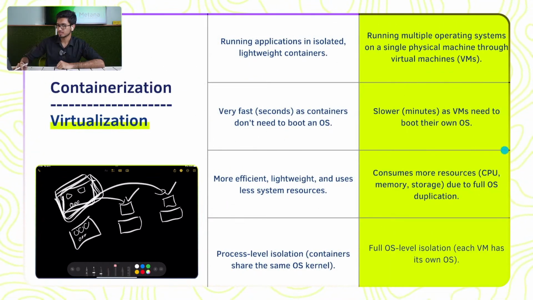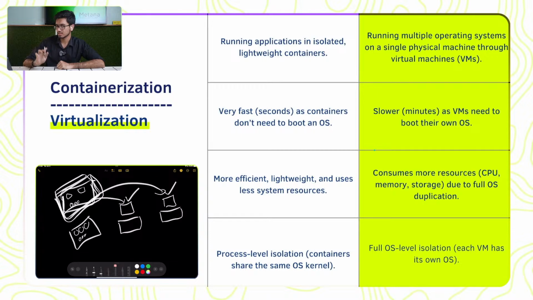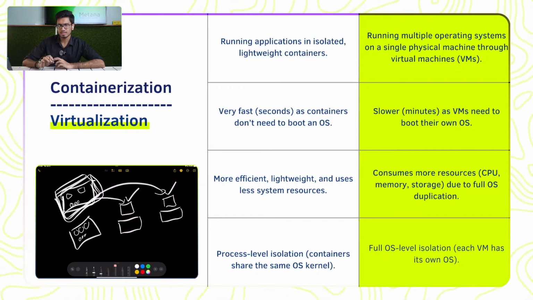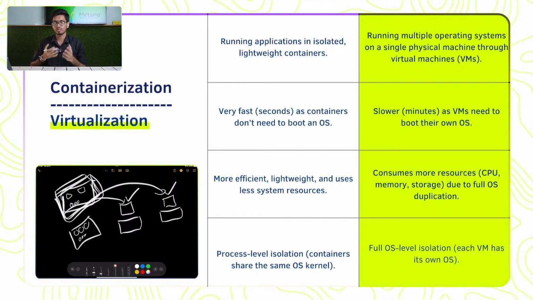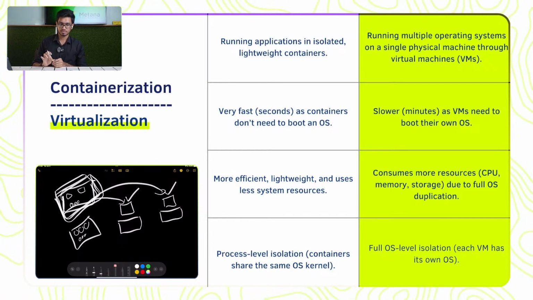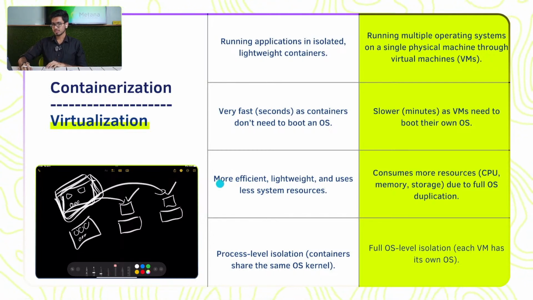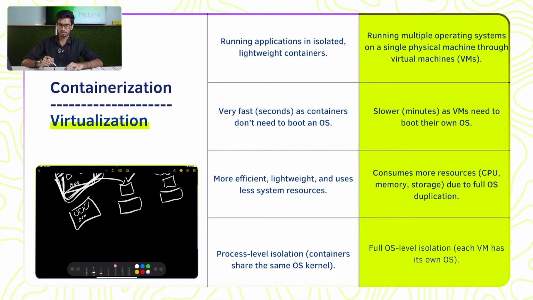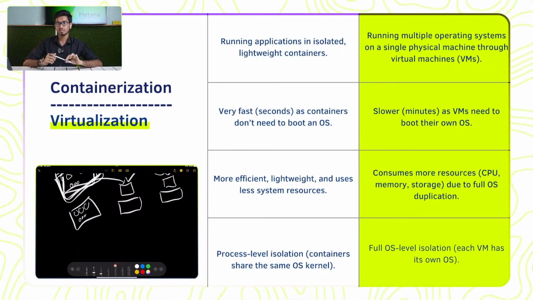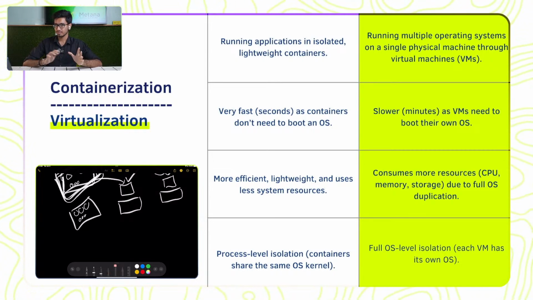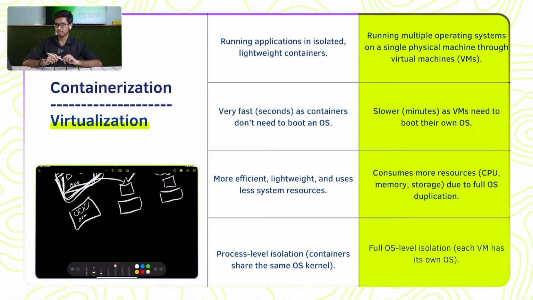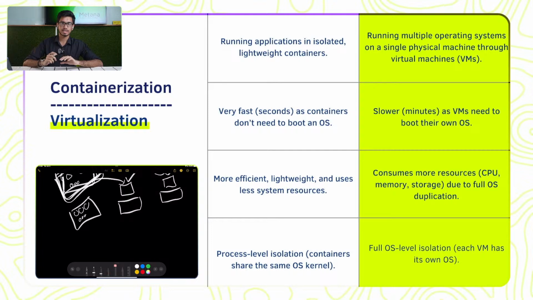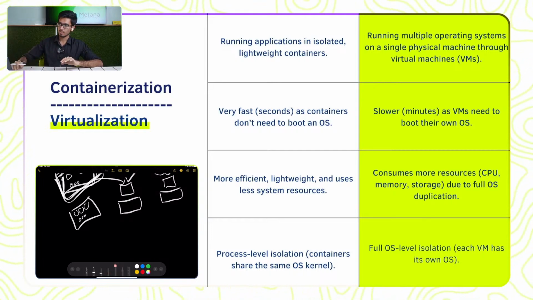And when it comes to virtualization, they consume more resources, CPU, memory, storage, due to this whole full operating system duplication. And when it comes to process level isolation, containers share the same OS kernel, so therefore they're not going to need another operating system kernel to be used for this. And when it comes to virtualization, full OS level isolation, each virtual machine has its own operating system.